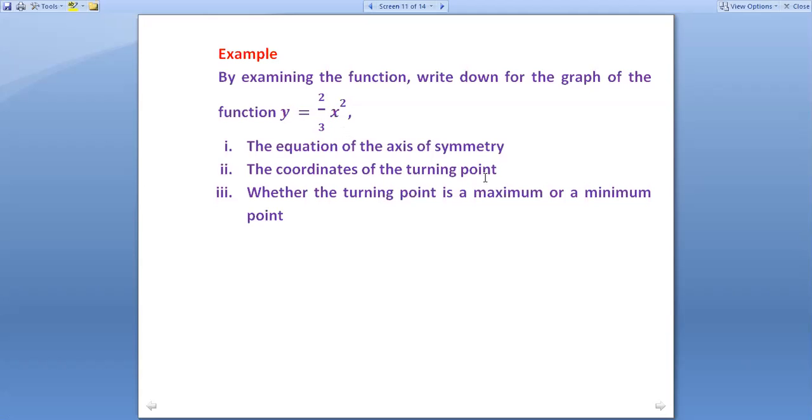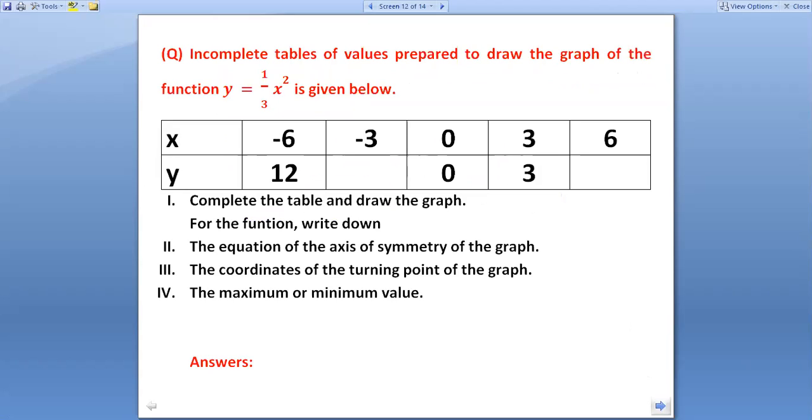Then the coordinates of the turning point. You know it has a minimum value, and the coordinate pair will be (0, 0). Next one, whether the turning point is a maximum or a minimum point. Here a is a positive value, so you know it has a minimum point. Okay, now there's a question. They have given you an incomplete table of values to draw the graph of the function y equals 1 over 3 x squared. First, you have to complete this table and draw the graph of the function.